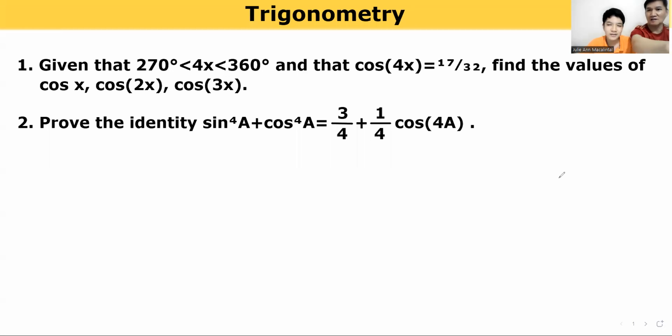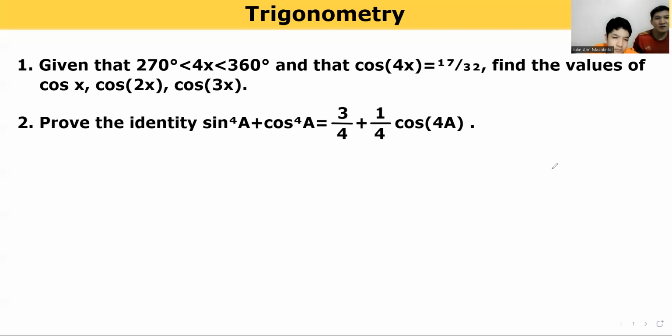Hi Josh. Let's solve these two problems in trigonometry. Number one: given that 4x is greater than 270 degrees and less than 360 degrees, and that cosine 4x is equal to 17 over 32, find the values of cosine x, cosine 2x, and cosine 3x.